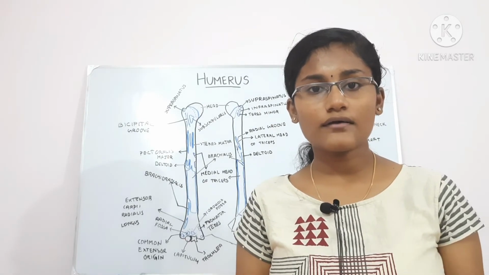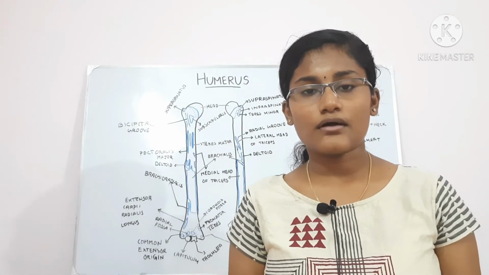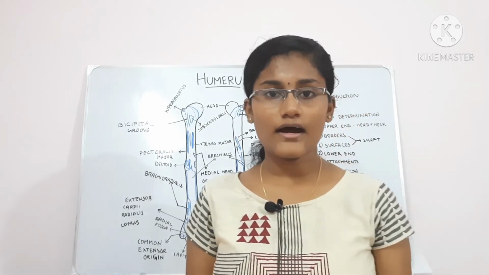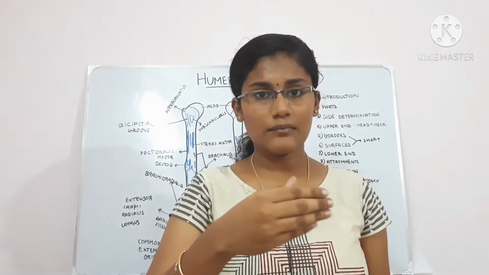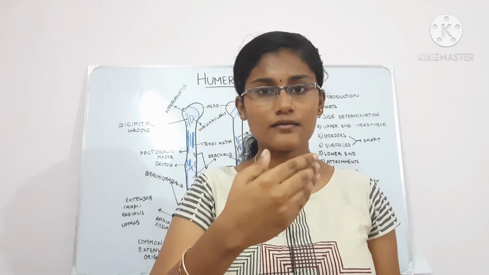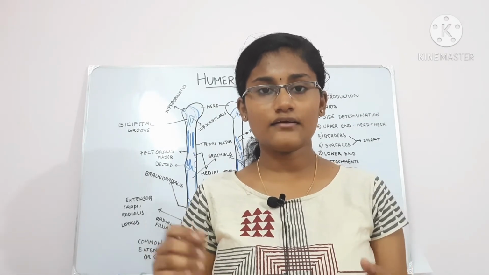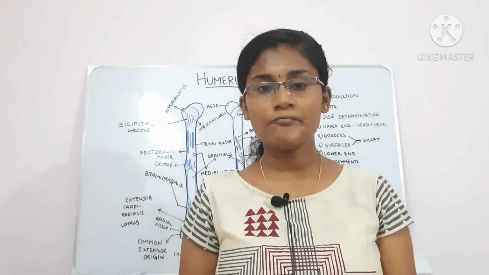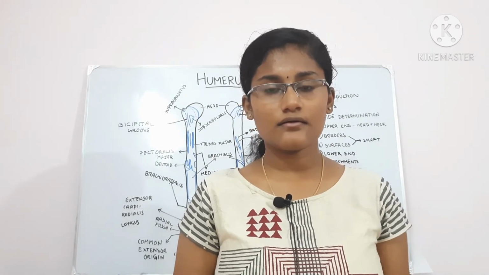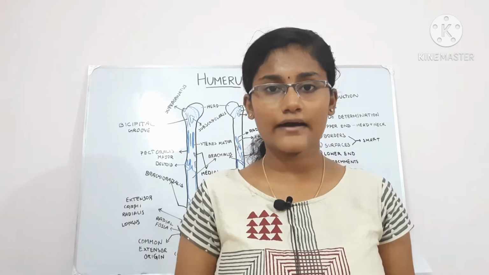Now let me talk about the side determination. If you have a humerus in your hand, how should you place it? You should place the head slightly medially, backwards and upwards. And you should make sure that the intertubercular sulcus, greater tubercle and lesser tubercle lie on the front, and the olecranon fossa must lie on the back.